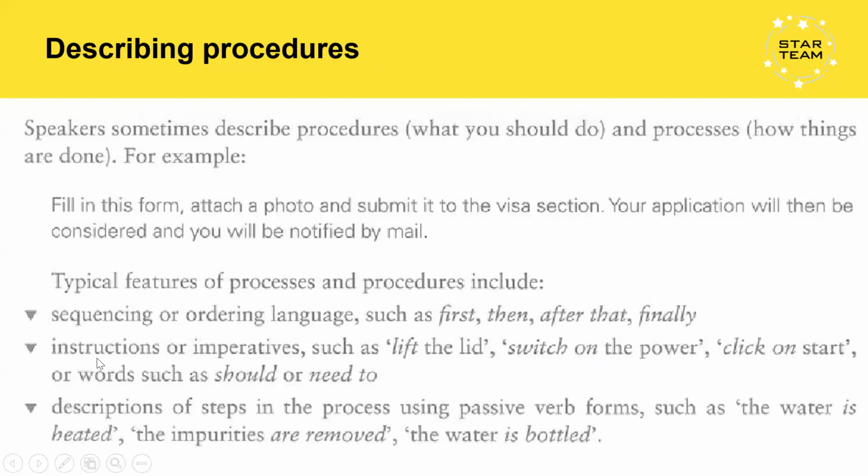Also in processes and procedures, we can also encounter words like imperatives. Imperatives – это повелительное наклонение, да? Lift the lid, switch on the power, click on start. Часто используется повелительное наклонение, и либо вопросы, слова should, вам следует, need to, вам нужно. Also descriptions of steps in the process using passive verb forms such as water is heated, water is bottled. В процессах часто используется пассивный залог.